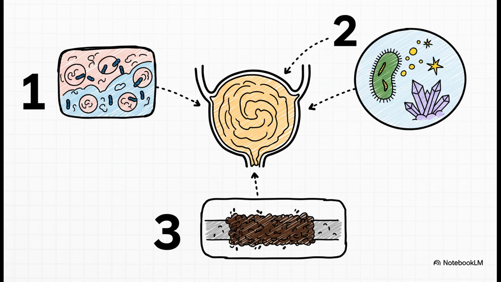It breaks down urea into ammonia, which not only directly damages tissue, but also raises the urine pH, creating the perfect conditions for struvite stones to form. And third, it's great at forming biofilms, especially on catheters, which makes it incredibly persistent and a real headache to treat.